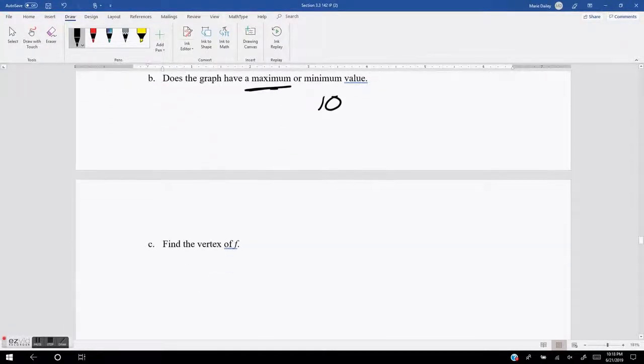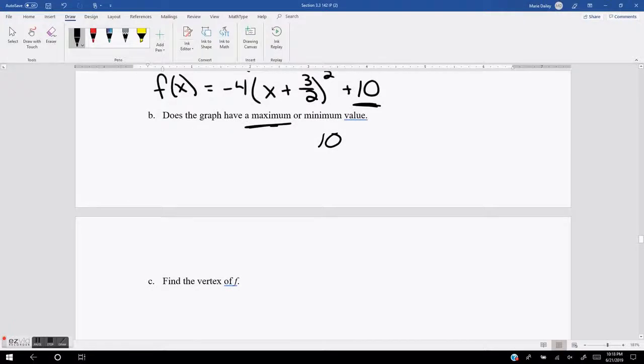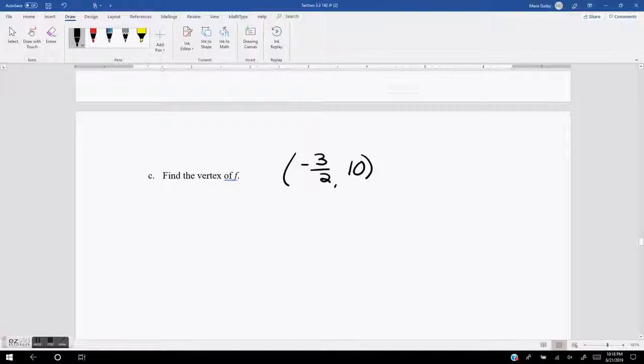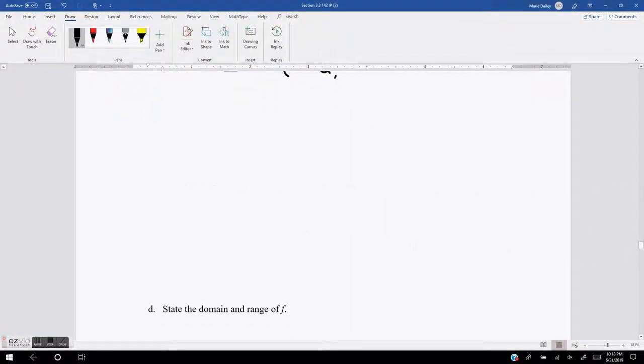Okay. Find then the vertex. Oh, that's nice and easy. Again, change the sign on that x. The y will remain the same. So that's going to be negative 3/2, 10. All right. Now from there, we're asked to find the domain and the range of the graph.